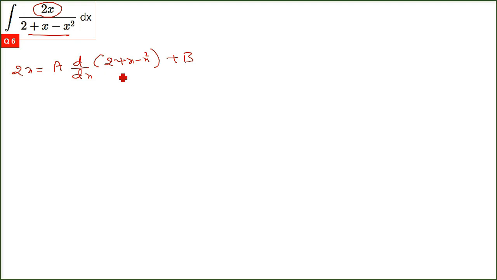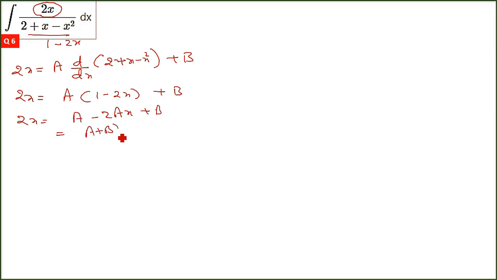Differentiation of 2 plus x minus x square is what we want to represent. It's 1 minus 2x when you differentiate it. So 2x will be equal to A times 1 minus 2x plus B. Now we'll multiply everything on the right hand side and equate it with the left hand side for the similar terms. So A minus 2Ax plus B. A plus B minus 2Ax you can call.